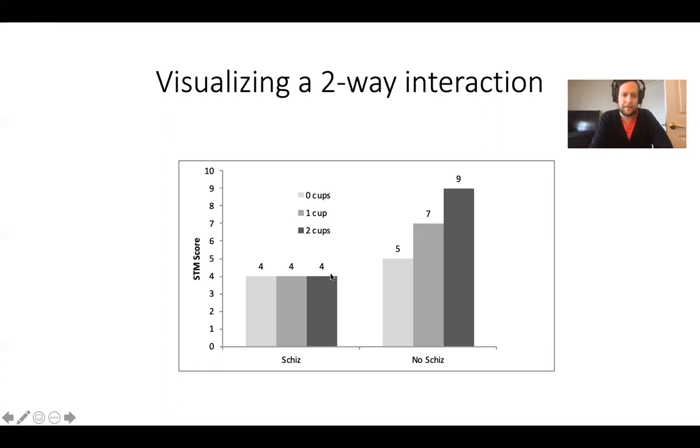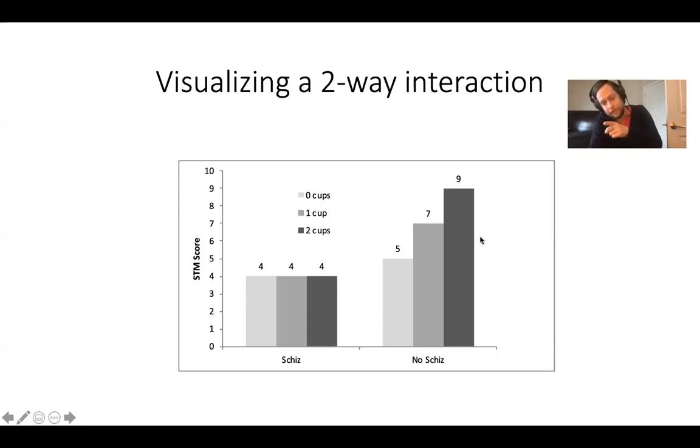Another way of thinking about this, which is also helpful, is to ask yourself, how does drinking coffee differentially influence people that have schizophrenia compared to people that do not have schizophrenia? My answer would be, if you have schizophrenia, the more coffee you drink, it doesn't really do anything. You drink a bunch of coffee and you have schizophrenia, it does not help your short-term memory score. So coffee does not influence the short-term memory score of people with schizophrenia. There's no effect here of cups of coffee for these people, and you can see that because there's a flat line.